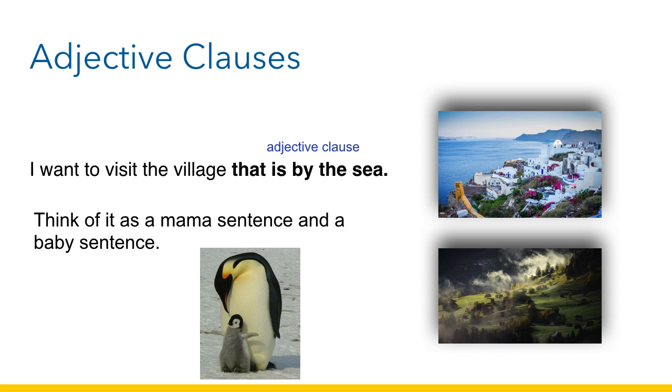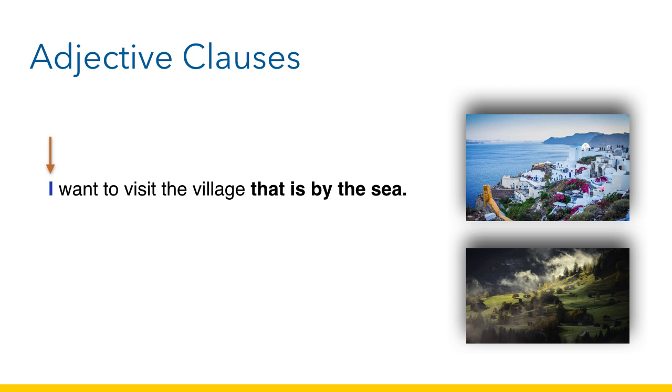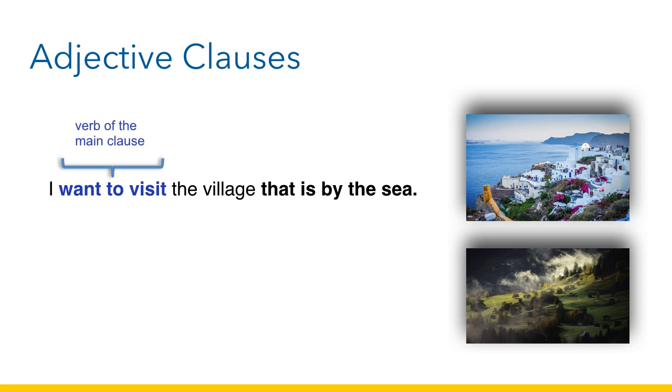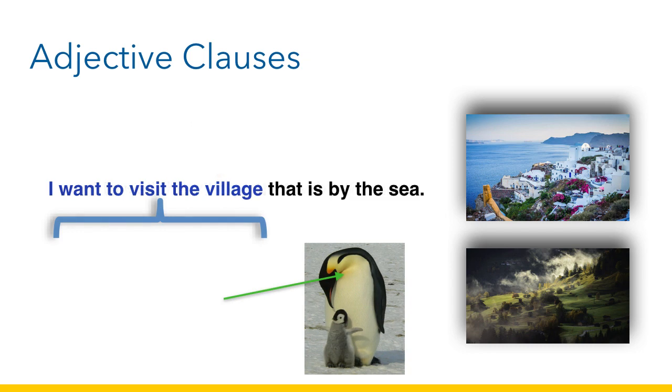Let's look at the main clause in this sentence. The subject of the main clause is I. Want to visit is the verb. The village is the object of the main clause. This whole sentence is the main clause, or you could think of it as the mama clause.